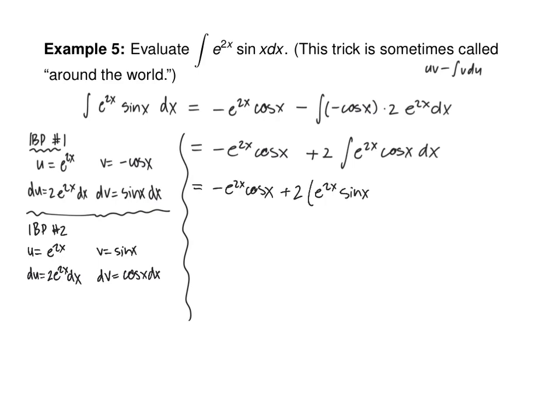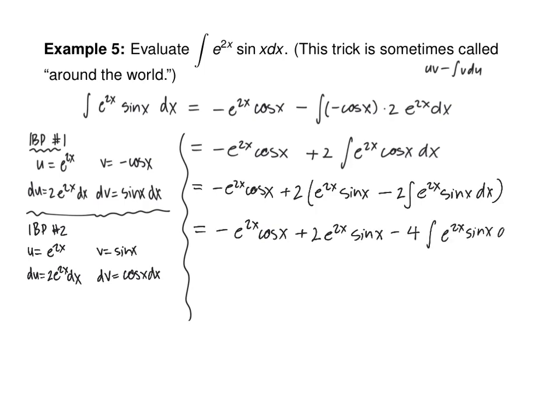minus integral v du, so 2 e to the 2x sine x dx, and let's just distribute: negative e to the 2x cosine x, 2 e to the 2x sine x, minus 4 integral e to the 2x sine x dx. And what you notice is that the thing inside the integrand, because you could do this again and again forever, is the same as the thing you began with.